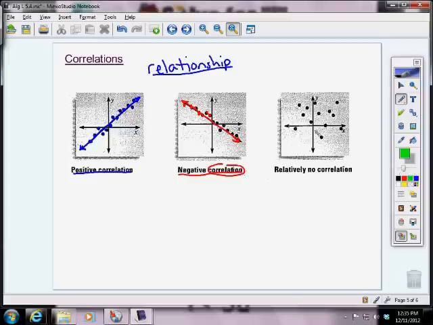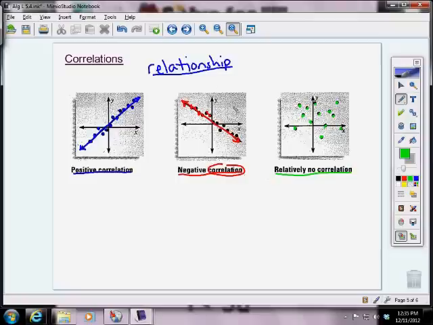Now, if you ever come across a relation where the data points are sprawled out all over the place, you can see there really is no relationship between your x value and your y value. There's no way you could draw a line of best fit because they're all over the place. They're scattered. And that's why there's relatively no correlation.